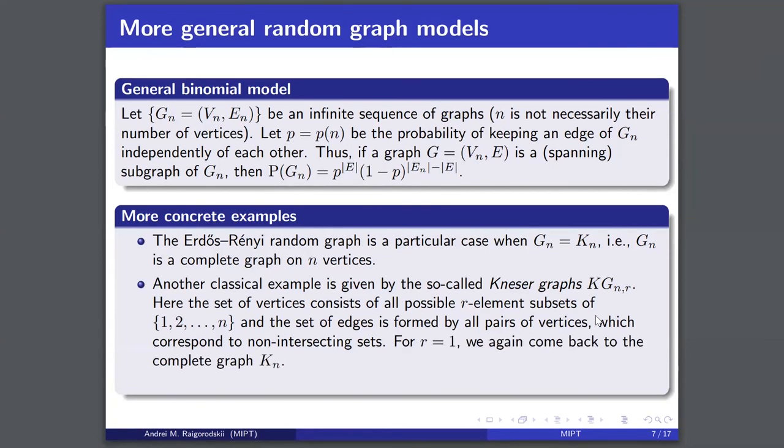Okay, but if you take r equal to 1, you again come back to the classical case. This is just a complete graph on n vertices. You understand? Yes.